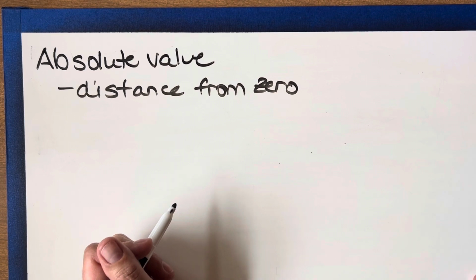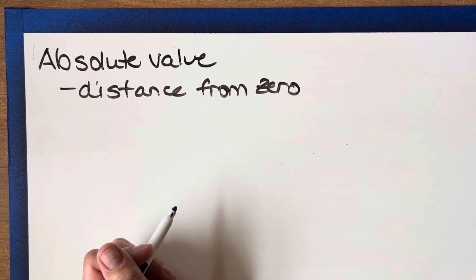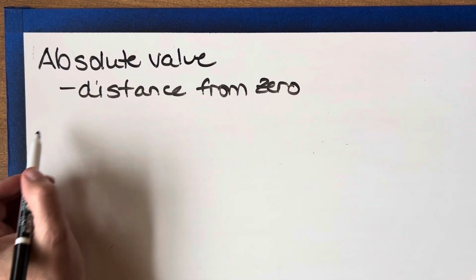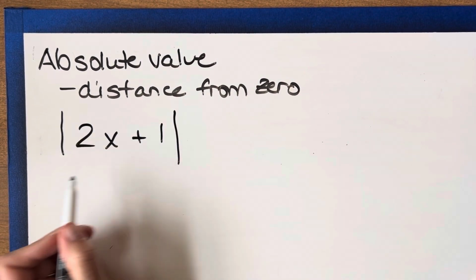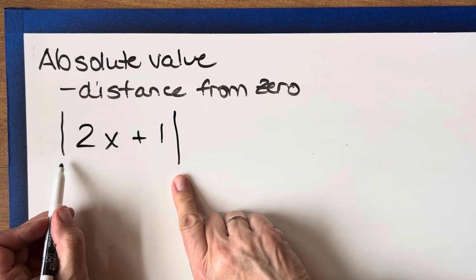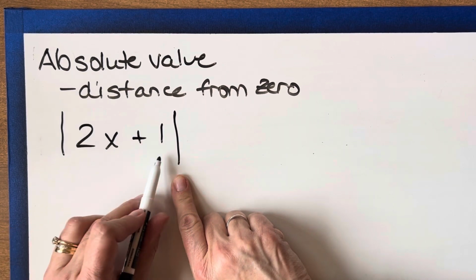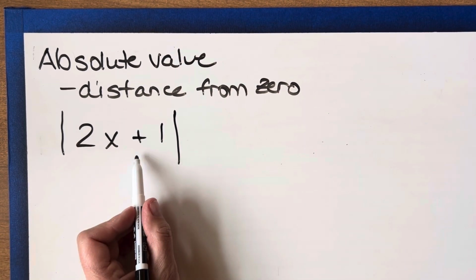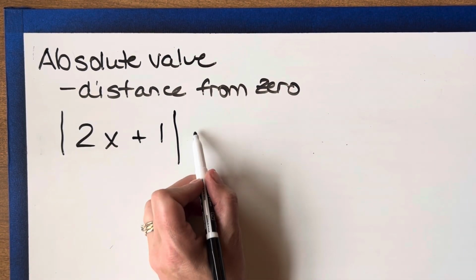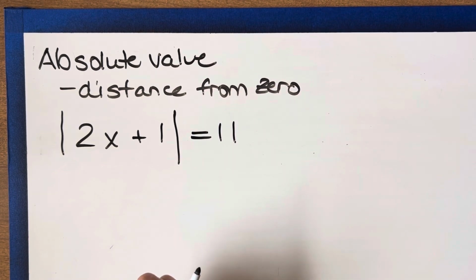So that could be a positive number, but it also could be a negative number. So let's take a look at our first absolute value equation. Remember that these straight bars that kind of include what your expression is are the absolute value symbols. So this is the absolute value of 2x plus 1 equals 11.